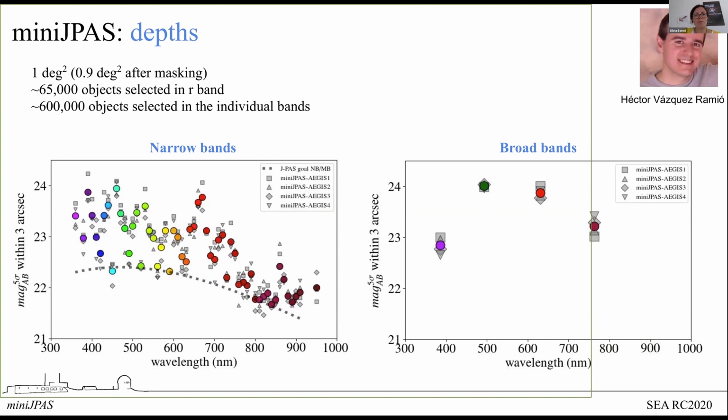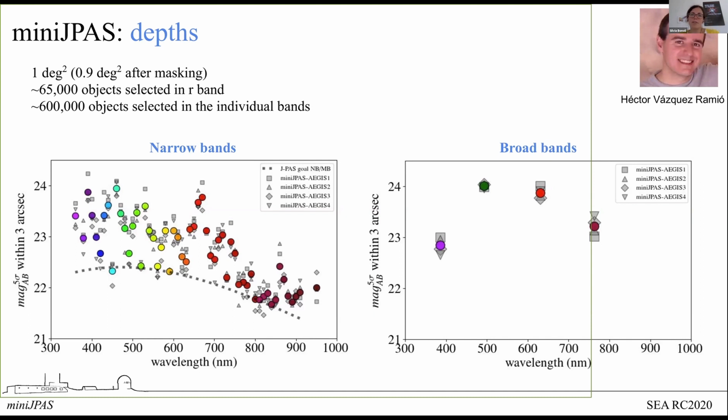In this approximately 1 square degree, about 0.9 square degrees after masking, along the Extended Groth Strip, we have 65,000 objects selected in the r band, plus 600,000 objects selected in individual bands. So there are very interesting kinds of studies that one could do here, for example, searching for extreme emitters, so objects that only emit in one band.